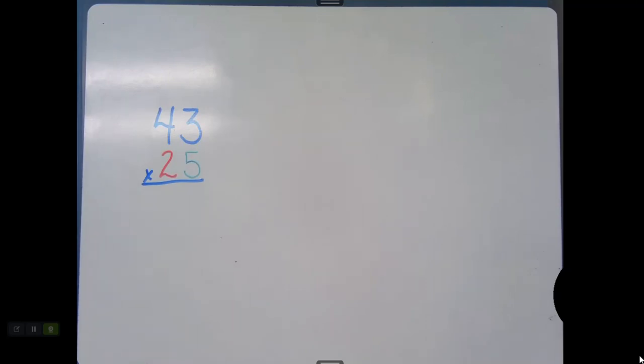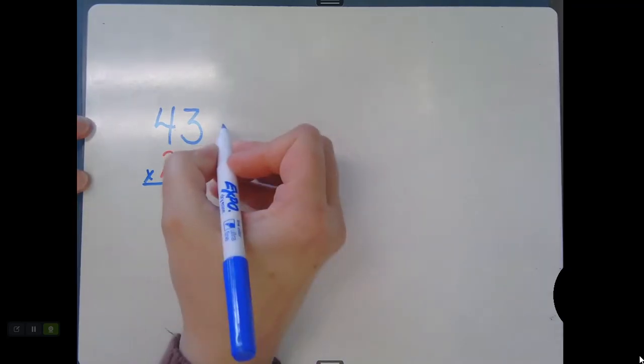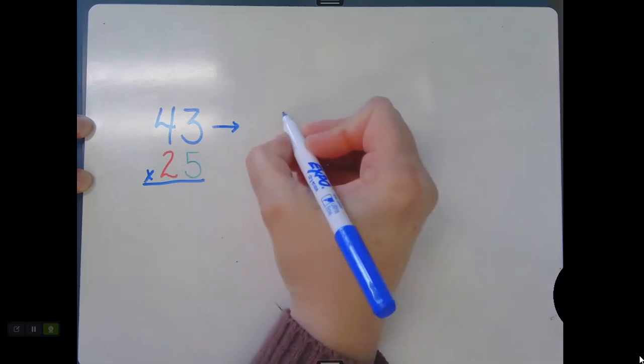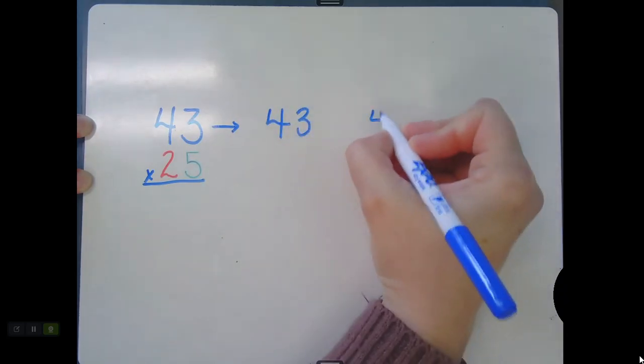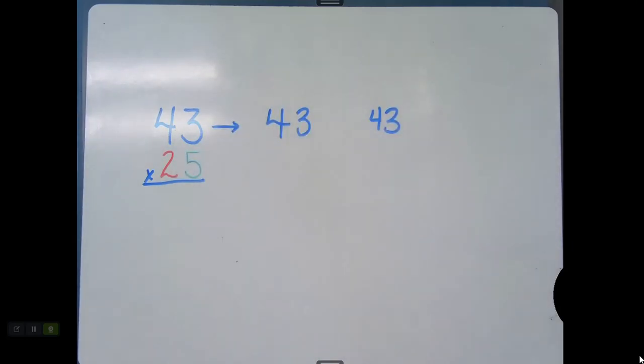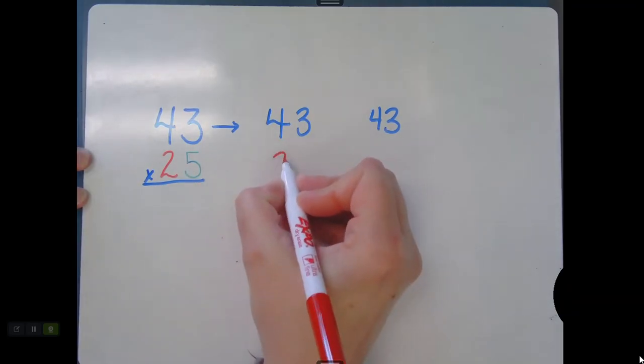Let's take a look at the distributive property of a two-digit factor times a two-digit multiplier. I'm going to use the fact 43 times 25. To start, I'm going to take my two-digit factor on the top and write it twice: 43 and 43. I'm going to take my second factor, which is my multiplier, 25, and expand it into 20 and 5.